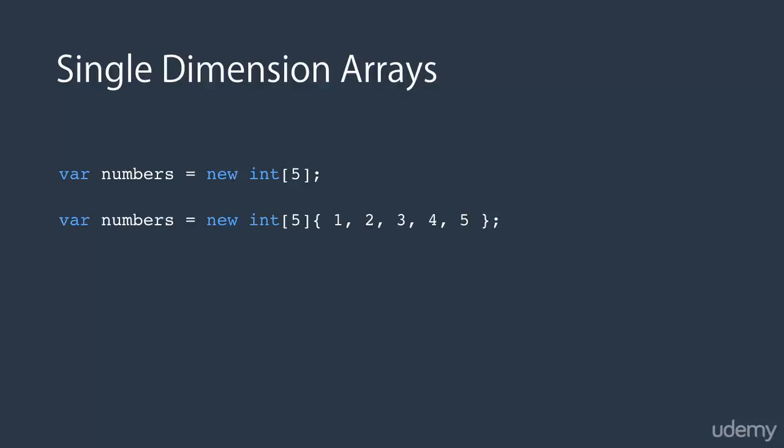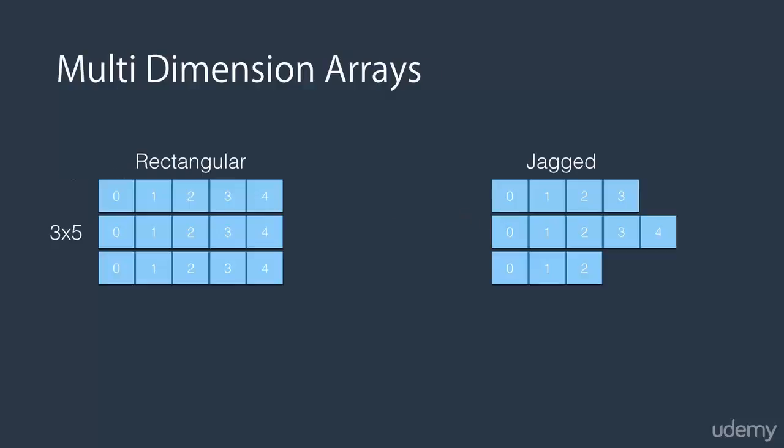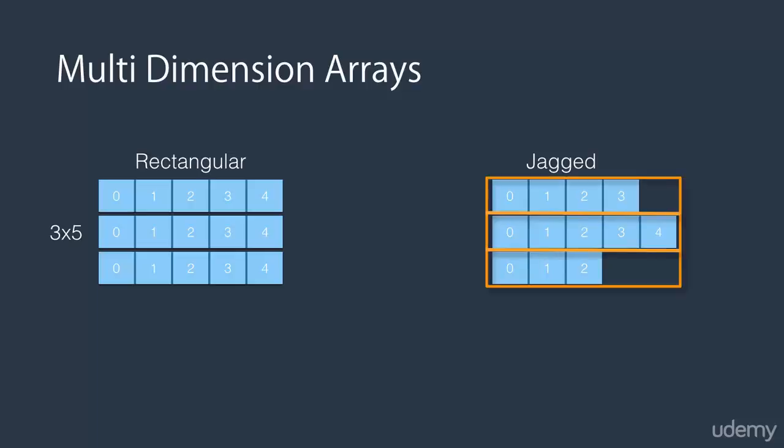Now let's take a look at the types of multi-dimension arrays. We have two types of multi-dimension arrays in C#, rectangular and jagged arrays. So with a rectangular array, each row has the exact same number of columns. So in the example you see in this slide, we have an array of 3 rows and each row has 5 columns. With a jagged array, however, the number of columns in each row can be different. A different way to look at a jagged array is an array of arrays. So you can think of the jagged array we have in this slide as a single dimension array with 3 elements, and each element is another single dimension array.